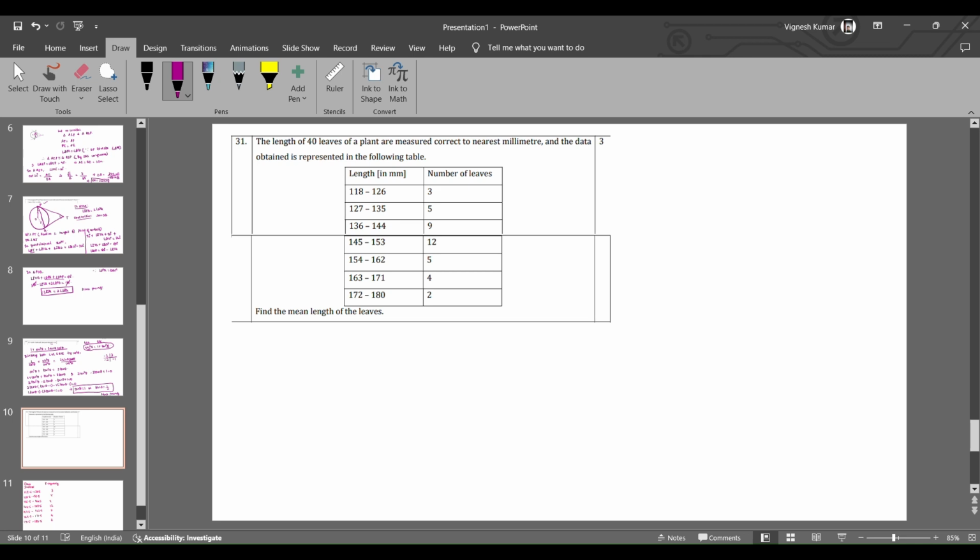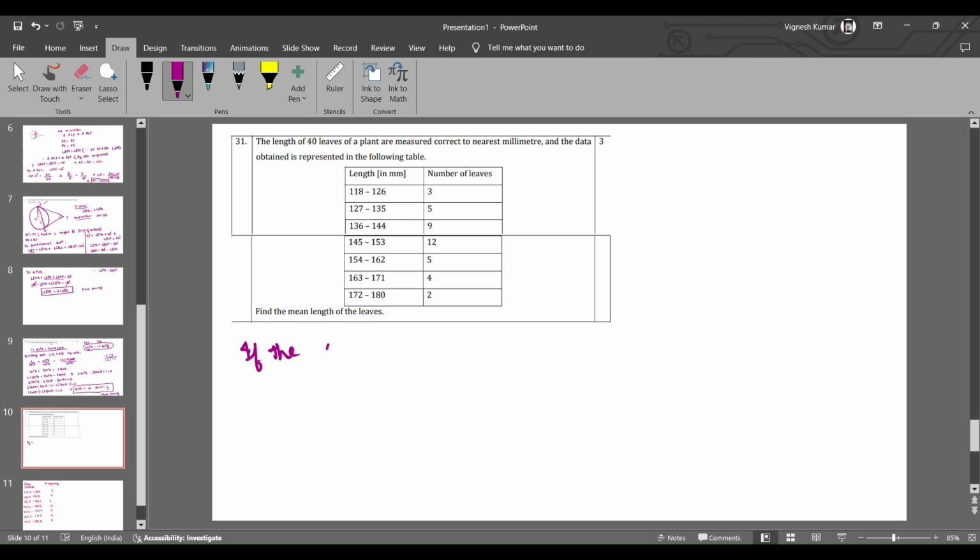So before finding the mean, the initial thing that we have to check here is whether all the class intervals are continuous. No, it's not continuous, because here it is 118 to 126. The second class interval is not starting from 126, but it is starting from 127. So in order to solve this discrepancy, we have to remember certain things.